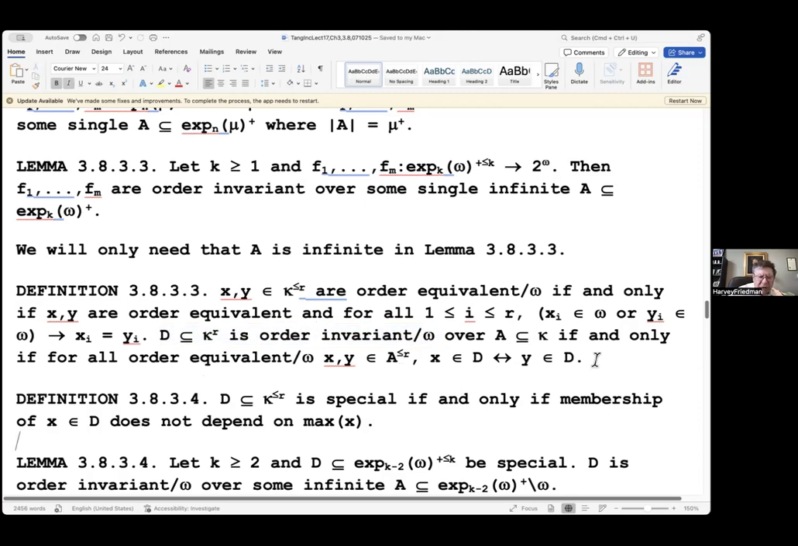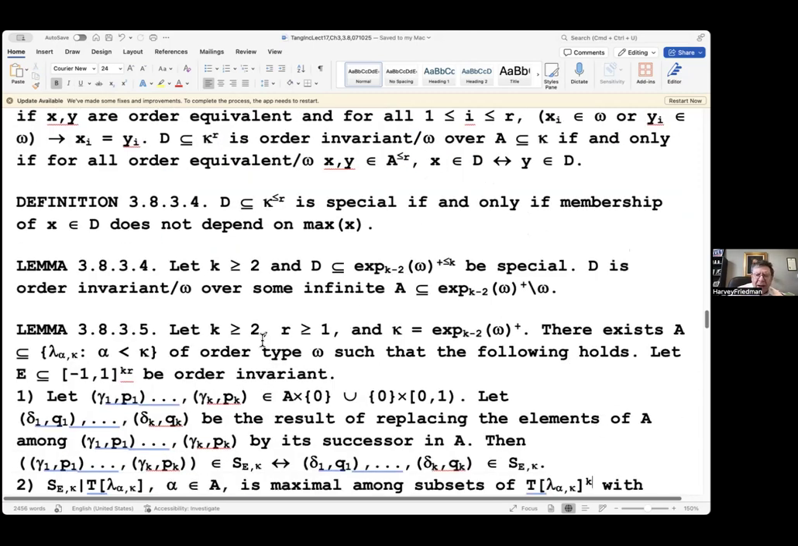Okay. Now here's the notion of special. Membership in X of X and D does not depend on max X. In other words, if you change the max by raising it, then you get equivalence. Membership doesn't change. In fact, I'll probably add a formal version of this, but it's pretty clear what I mean.